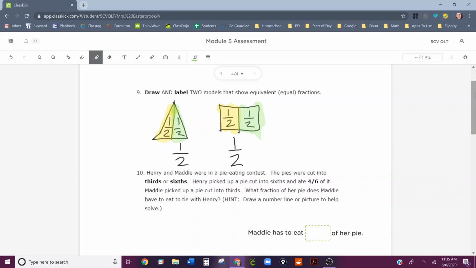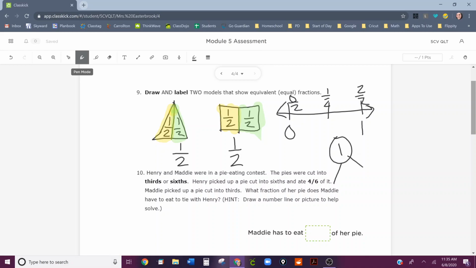Now you could have also done it another way if you wanted to: draw a number line and break it in half, and you label this as 0 halves, 1 half, 2 halves, and you could say that that is equivalent to this number bond and you break the number bond into 1/2 and 1/2. Okay, and then you could say that this half is equal to this half.